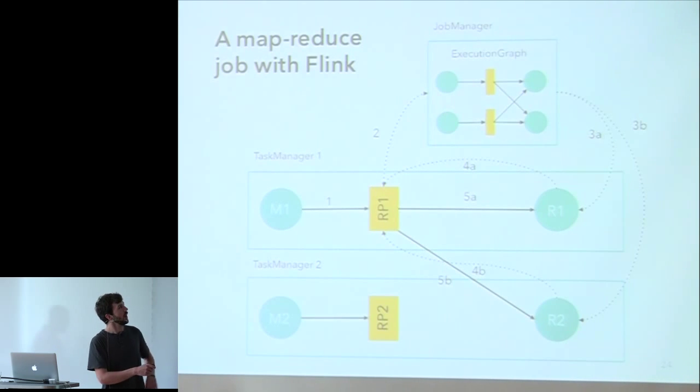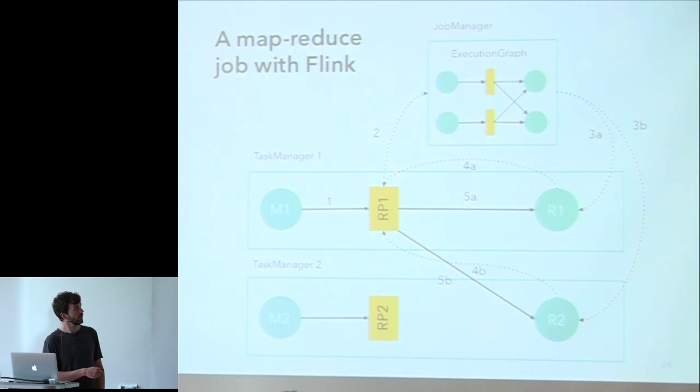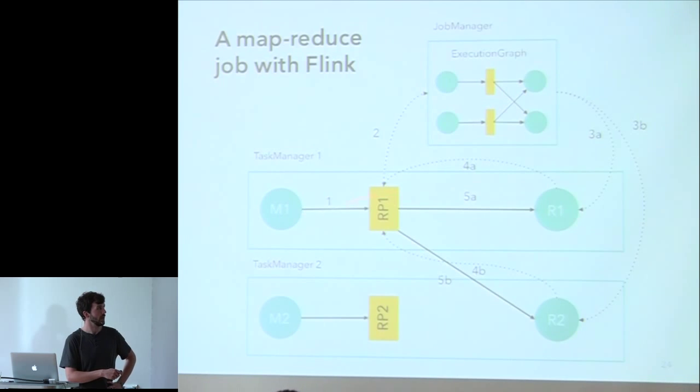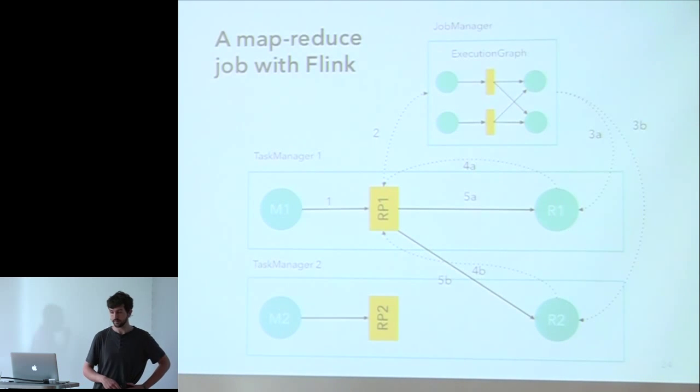So I wanted to show you what really happens at runtime when we execute a job graph, which is turned into an execution graph at the job manager. As I told you, the job manager is responsible for managing the whole execution. So first, it will bring up tasks at the task managers, and those tasks can be not only one task but several in a task slot, like for instance here a map and a reducer in one task slot.